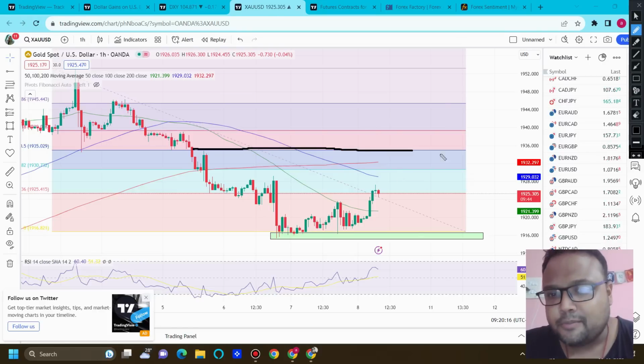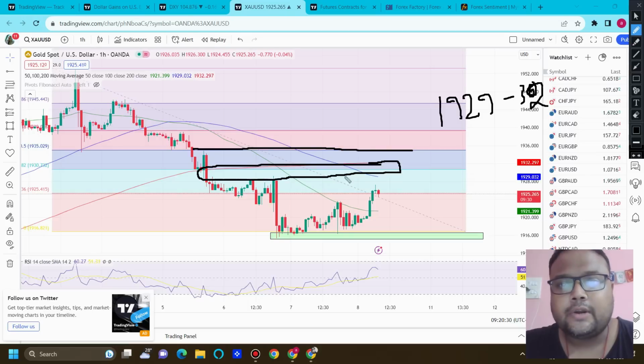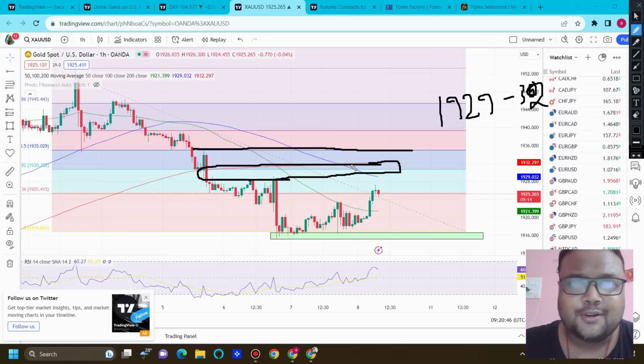If the market goes up from here, first of all we have 1929 to 1931. If you want, you can also consider 1932, because this whole level will be working as resistance. And do not try to take any buy position around this area because of multiple resistances. You can see here we have previous resistance around this area. We have the 100 moving average, the Fibo 38.2% retracement level, and the 200 moving average. So many factors. So do not look for any buy position.